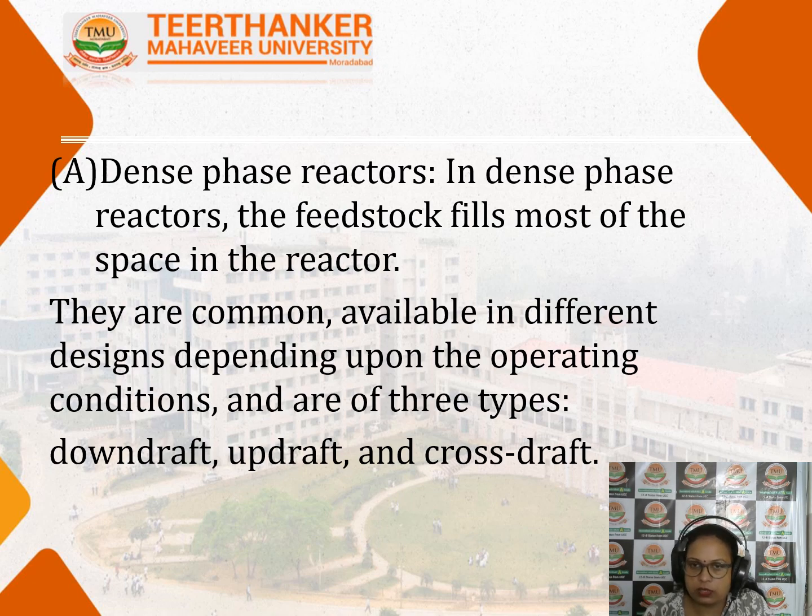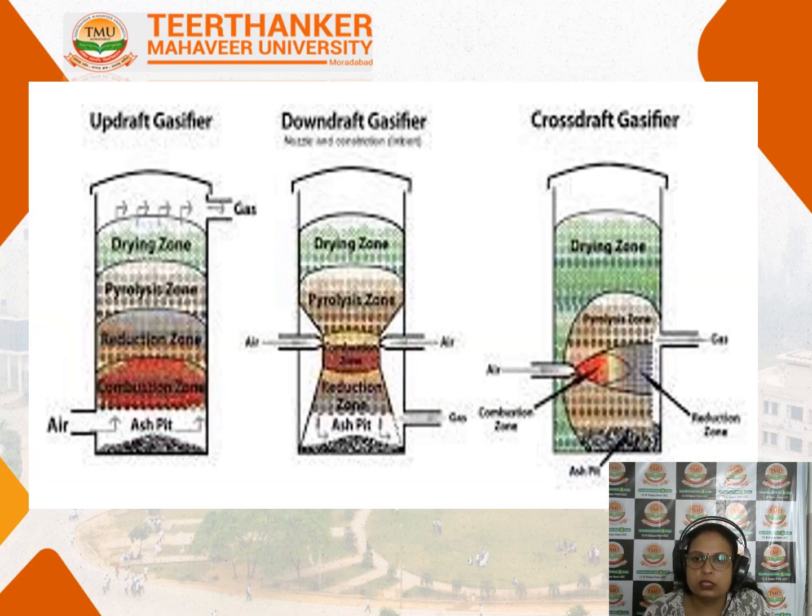Now these dense phase gasifiers have three types: downdraft gasifier, updraft gasifier, and the crossdraft gasifier. This is how the gasifier looks like. The three types of gasifier: updraft, downdraft, and the crossdraft. These three types are named from the direction in which the air is introduced and the direction from where the gas is produced.